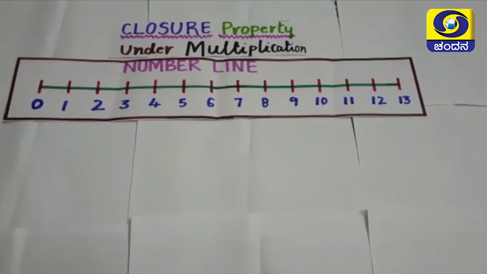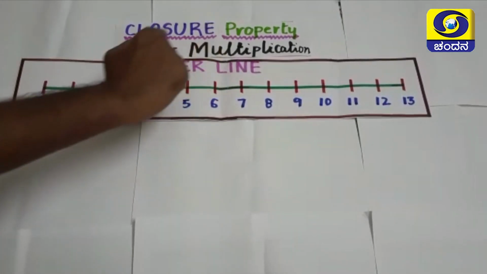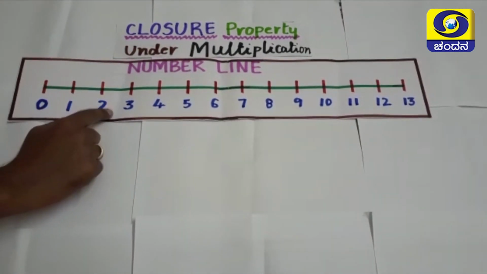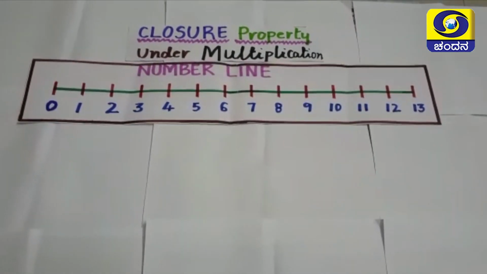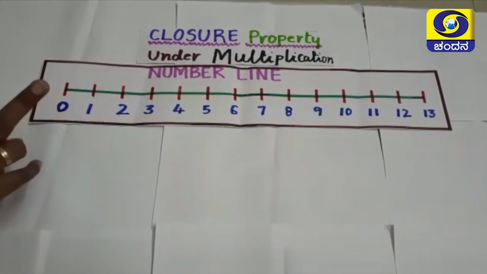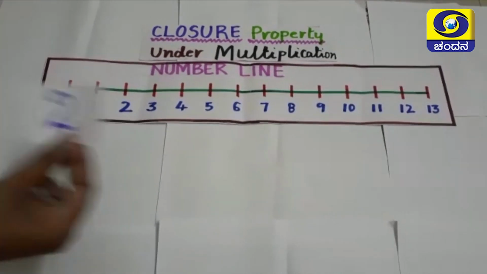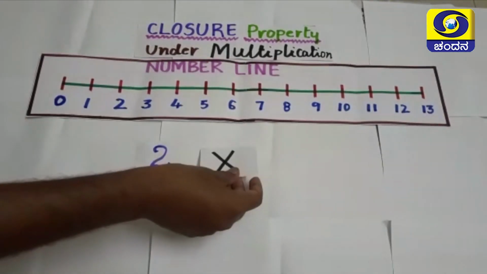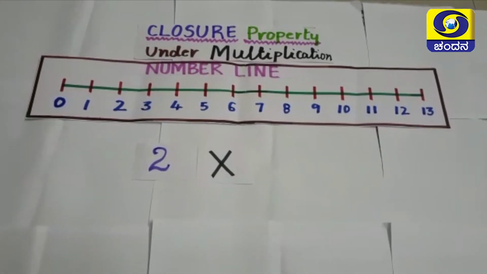Students, now we will perform an activity of closure property under multiplication. From this number line itself, we will perform an activity. Students, let us multiply two whole numbers, that is 2 multiplication symbol into 5.